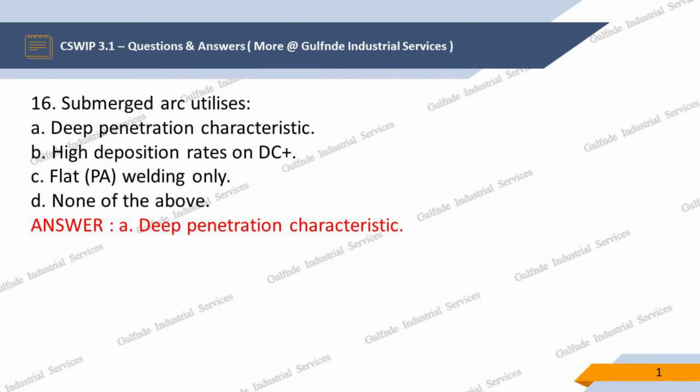Question 16. Submerged arc utilizes, options are A. Deep penetration characteristic, B. High deposition rates on DC+, C. Flat, PA, welding only, D. None of the above. Our answer is A. Deep penetration characteristic.